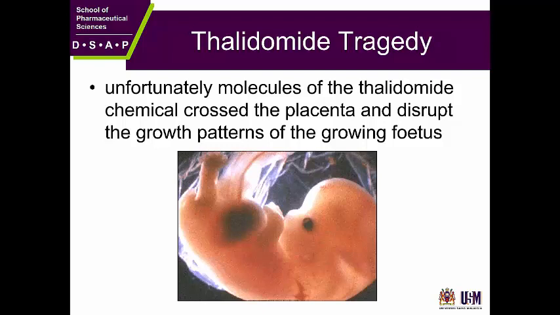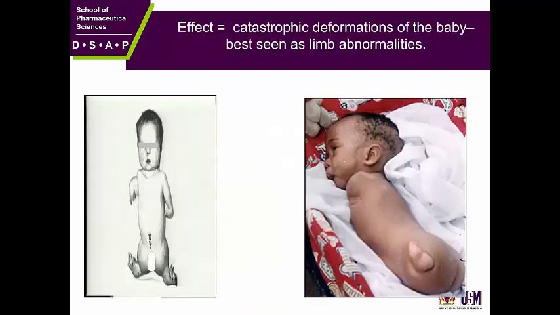Unfortunately, unknown to them, even though thalidomide had been tested and had passed through all of this pre-marketing phase of trials, animal studies and all that, they did not notice that the molecules of the thalidomide chemical can cross the placenta and disrupt the growth patterns of the growing fetus. And the effect is catastrophic. Babies born to mothers who took thalidomide have deformations which can be seen as limb abnormalities.